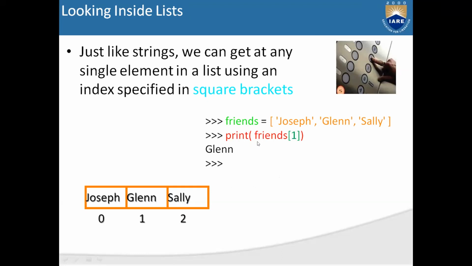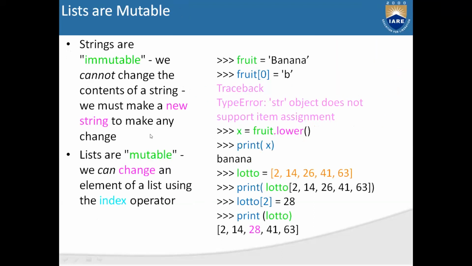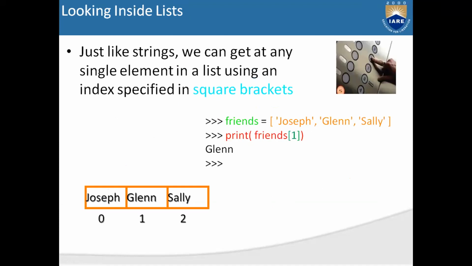For example, print friends of 1. Friends of 1 means this is 0, this is 1. Friends is my list name, so list name followed by the index number. That's why friends of 1 is Glenn, so Glenn will be printed as an output. Okay, so like that you can access the elements of a list individually also.